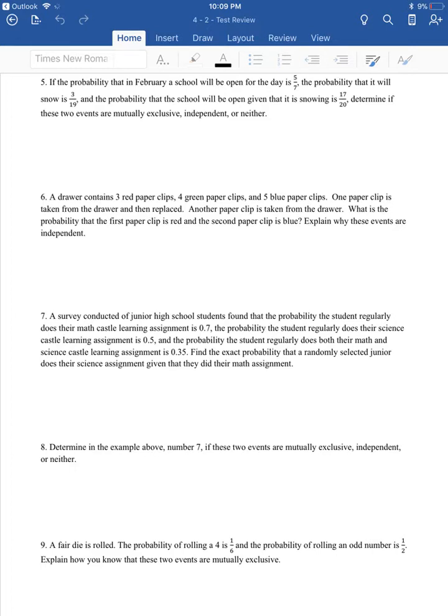So for number 5, we have the probability that in February school will be open for the day is 5/7. So this is going to be the probability of being open is 5/7. The probability of snow is 3/19. And the probability that the school will be open given that it's snowing is 17/20. Determine if the two events are mutually exclusive, independent, or neither.